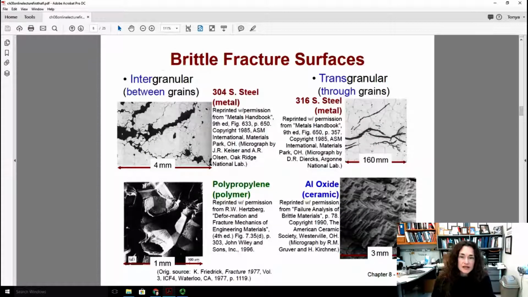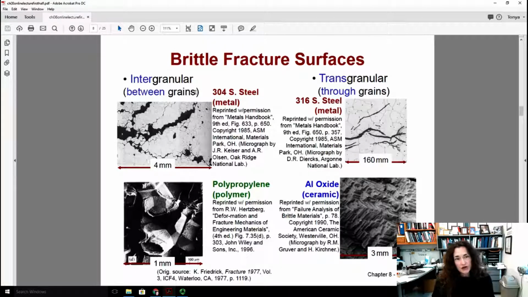If you do an SEM analysis of the surface, instead of just using your naked eye or maybe a visible light microscope, then there's a couple of different things that you would see from these brittle fracture surfaces. You can get either intergranular, sorry, that's a little tough to get out, intergranular, or you can get transgranular fracture. The intergranular fracture is pictured here on the left for two different kinds, this stainless steel and this polypropylene surface.